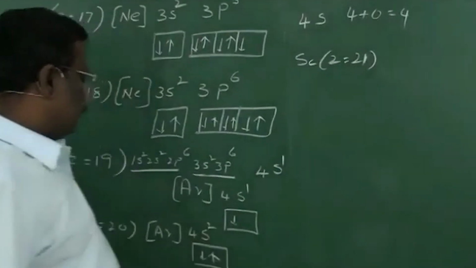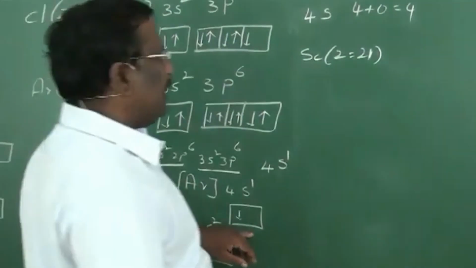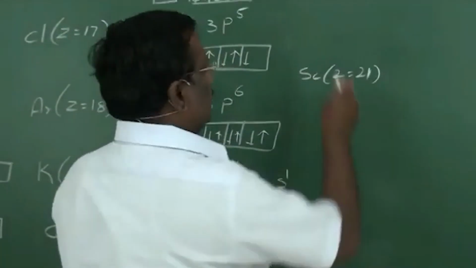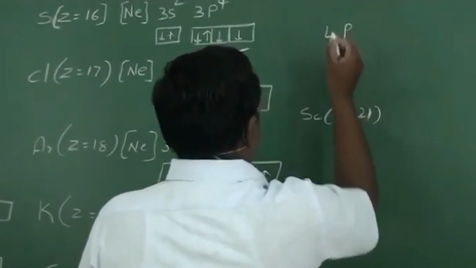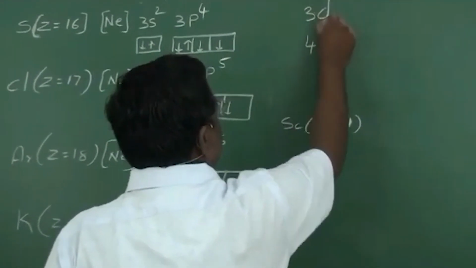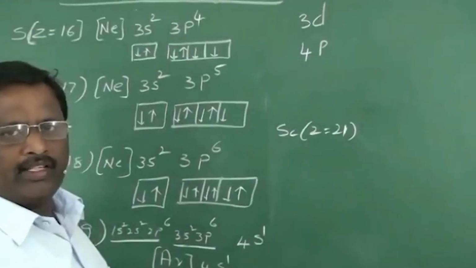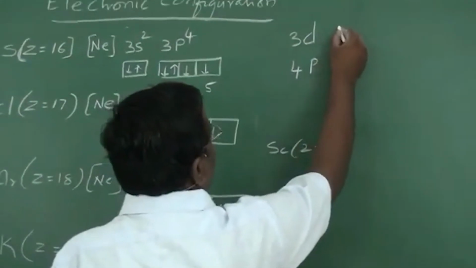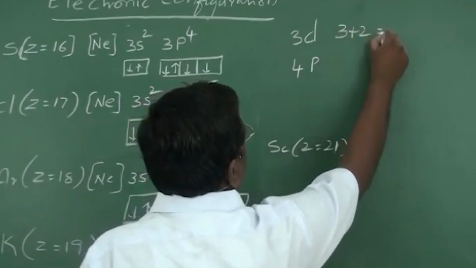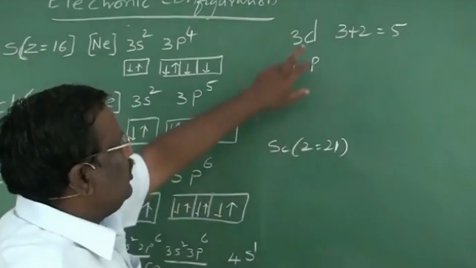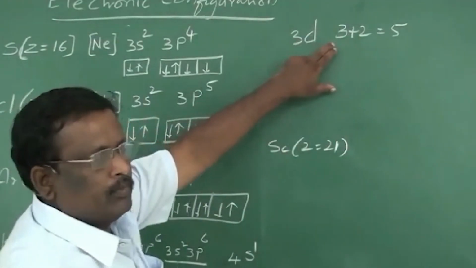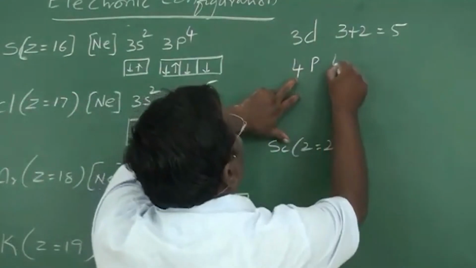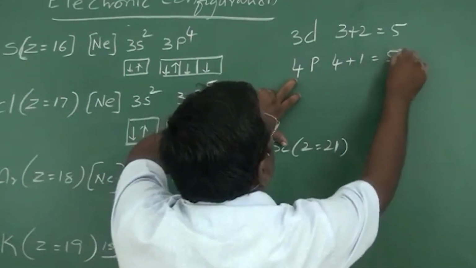So where does it have to go? After 4s we have 4p. But in the third energy level we have the 3d orbital, which is also empty. Let us verify the n plus l value of these two. For the 3d orbital, the n plus l value is 3 plus 2, that is 5, because the l value for the d orbital is 2 and n is 3. For the p orbital, the l value is 1 and the n value is 4. That's why 4 plus 1 is equal to 5.